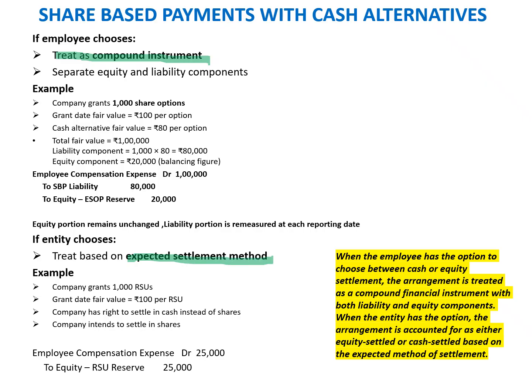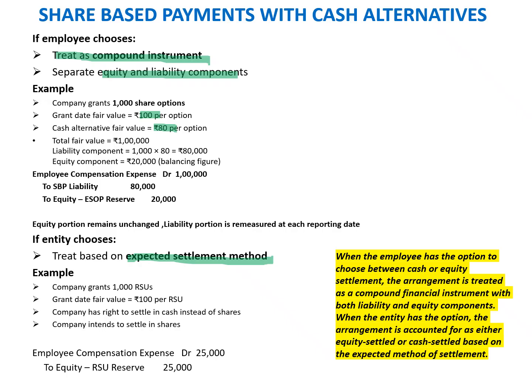Now we are going to take an example for the employee option. If the employee chooses, then it has to be separated into equity and liability. So example, company grants 1,000 shares at the grant value of 100. Cash alternative fair value is 80 per option. Total fair value is 1 lakh. Liability component is 1,000 multiplied by 80, which is the cash alternative fair value, and the equity component is the balancing figure, which is 20,000.